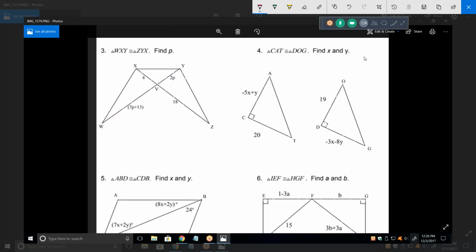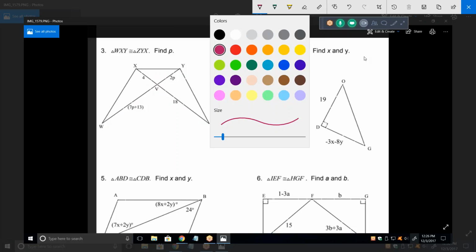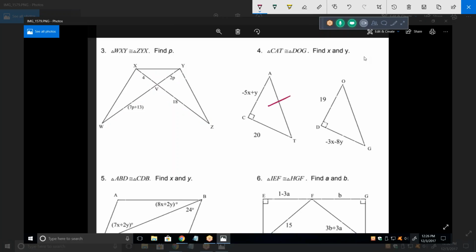All right, how about number 4? Number 4 says this triangle is congruent to that triangle. Now notice that they have not given you any corresponding, well, yes they have. Give me one equation I can write.